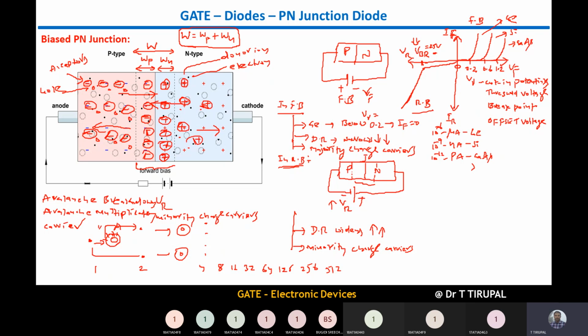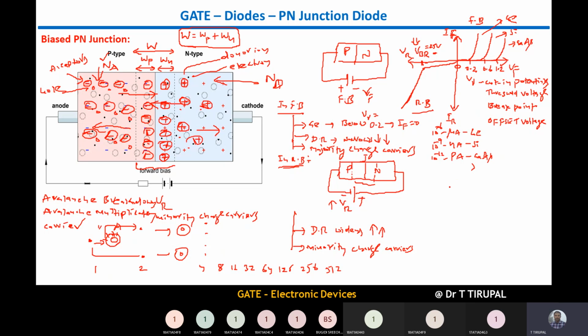Now I can consider the acceptor concentration as Na, and the donor concentration as Nd. Now there is a relation between Na, WP, Nd, WN and W. So what is that? Let us see here. The relation is like this.